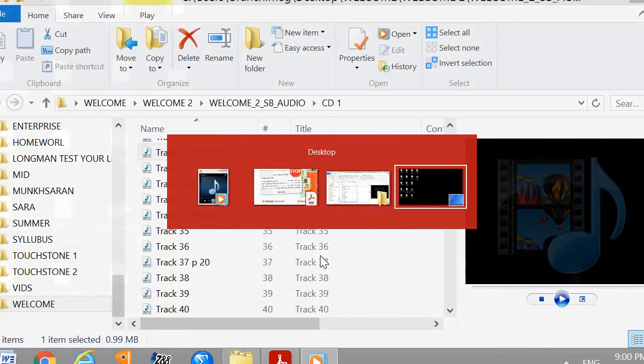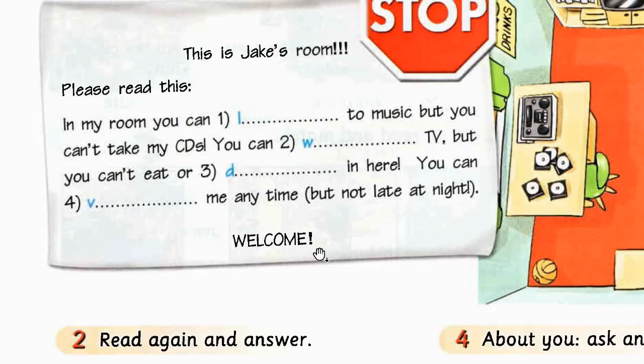Unit 3, Trick or Treat. Lesson 3. Exercise 1, page 20. Listen, read and write. This is Jake's room. Please read this. In my room, you can listen to music, but you can't take my CDs. You can watch TV, but you can't eat or drink in here. You can visit me anytime, but not late at night.